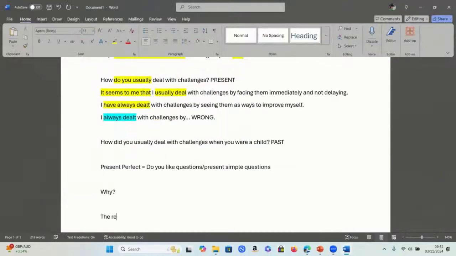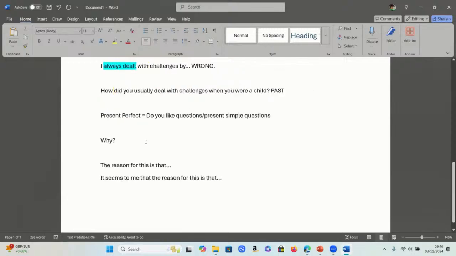Why? You could have a sentence stem like this. There's a new one for you I just came up with. So sometimes they ask you a why question. You don't want to say because or due to the fact that, you could say the reason for this is that, and you could even sound cleverer. There we go. It's a why question.